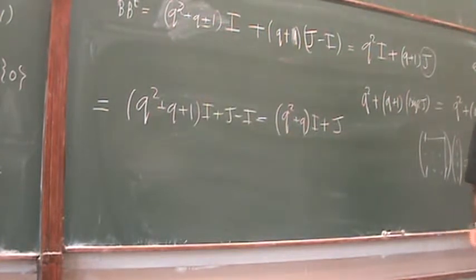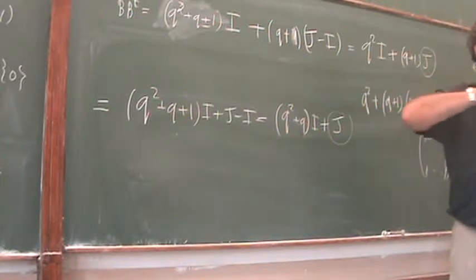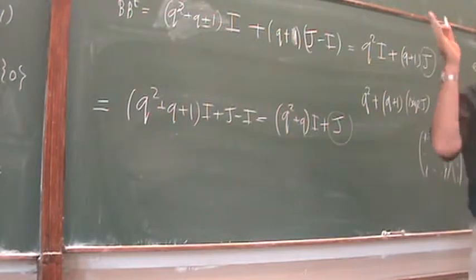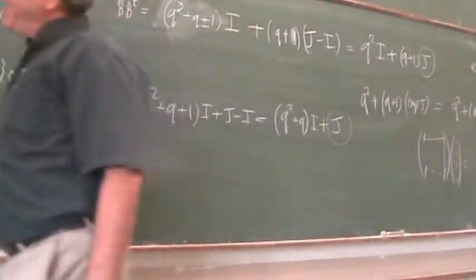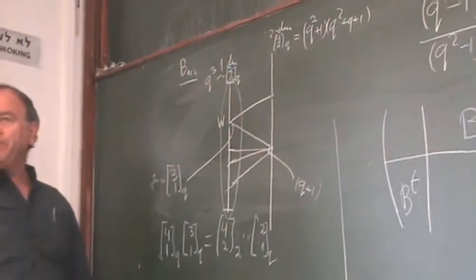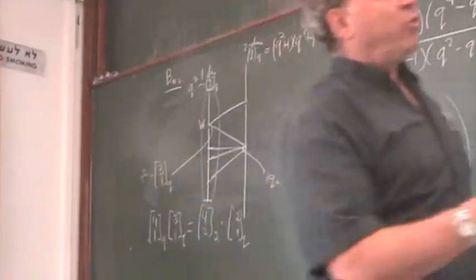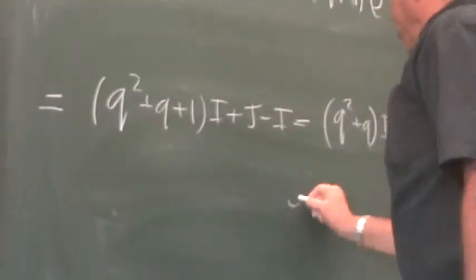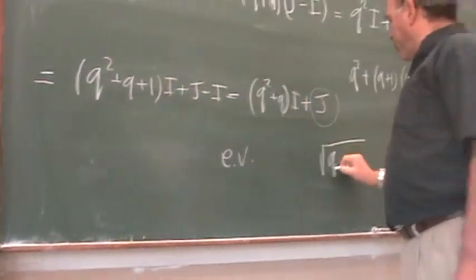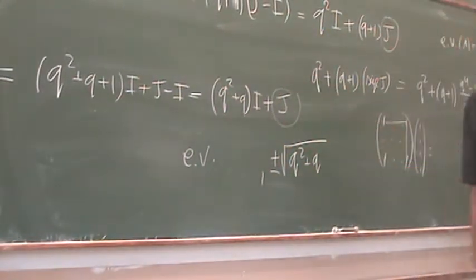The eigenvalues will be, J vanishes on the functions which, I always think of a vector as a function on the vertices, so it vanishes on the functions which sum up to zero on this side. And the only thing which continues to live there is, so the eigenvalues are the square root of q squared plus q, plus or minus, and the trivial eigenvalues.